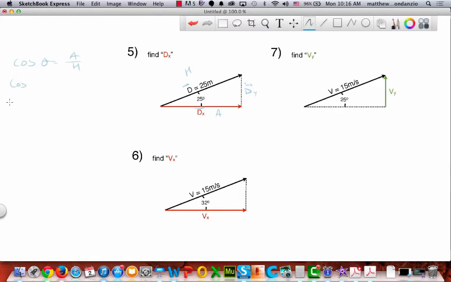So the cosine of what's my angle? 25 degrees. And what's my adjacent value on this? D sub x, right? You see that? This is why I'm asking you to do this, D sub x. Sorry, I had it labeled. That's okay. But listen, when you put this, this is important.